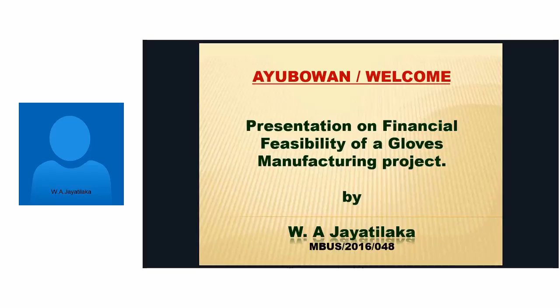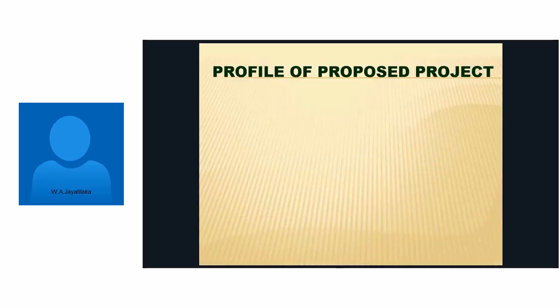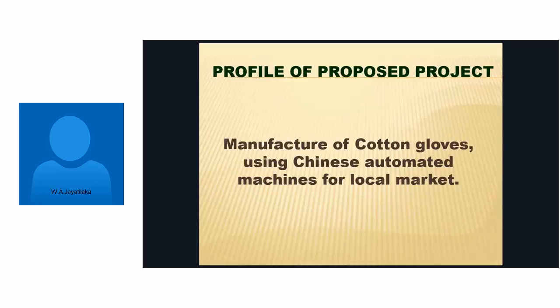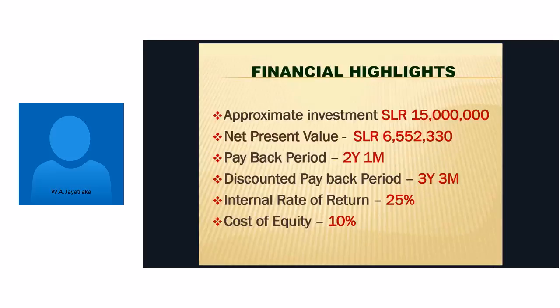Thank you, sir. Then welcome. This is a presentation on the financial feasibility of a gloves manufacturing project which I have done for my presentation. I can give the profile of the proposed project. This is the manufacture of cotton gloves using Chinese automated machines for the local market. The approximate investment is Sri Lankan rupees 15 million, and the net present value is 6.5 million with a payback period of 2 years and 1 month. The discounted payback period is 3 years and 3 months, the IRR is calculated at 25% and the cost of equity is 10%, and I will give details in the next slides.